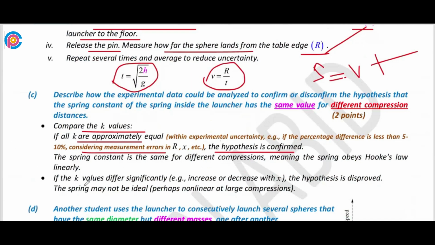Okay. If the K value is significantly different, increasing or decreasing with X, the hypothesis is disproved. The spring may not be ideal, perhaps non-linear at large compression in this case.